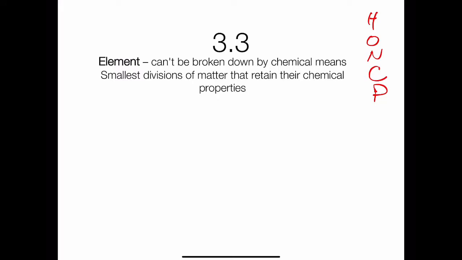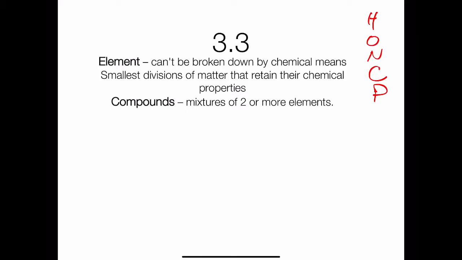The smallest divisions of matter that retain their chemical properties. So there are smaller divisions like neutrons, protons, and electrons, but those do not have any chemical properties, at least that we can identify at this point. So hydrogen, oxygen, nitrogen, carbon, phosphorus, all still maintain their individual chemical properties. If we break it up any lower than that, then we're into subatomic particles, which are not easily observed.